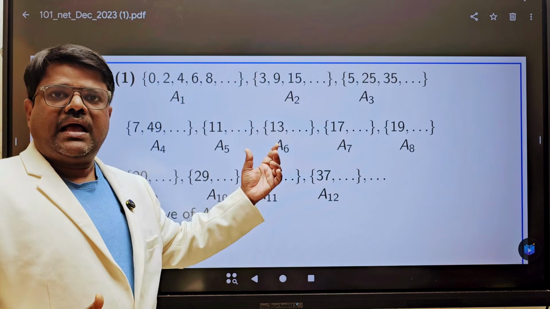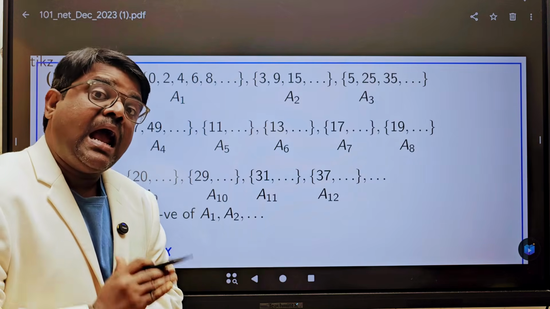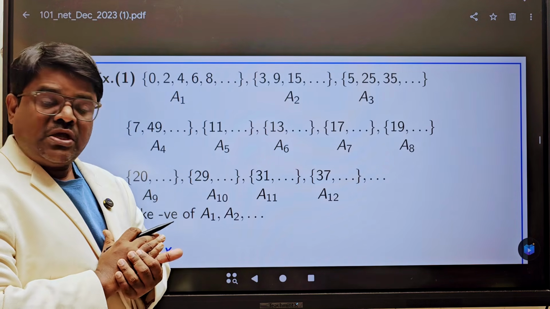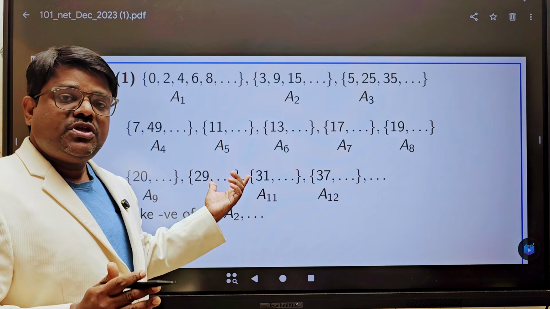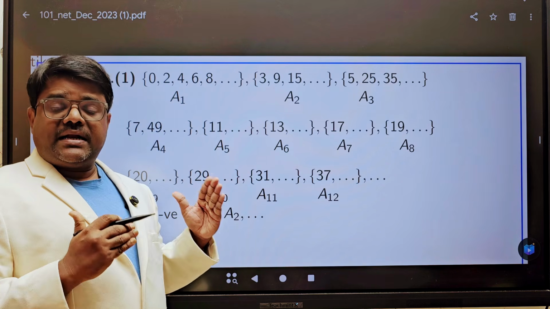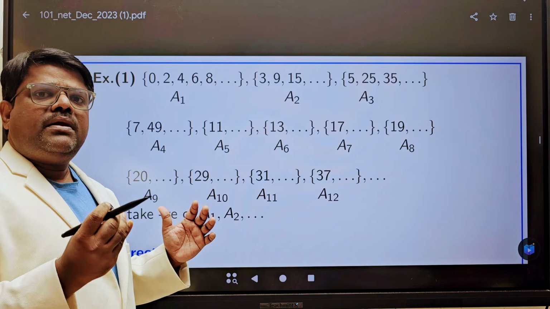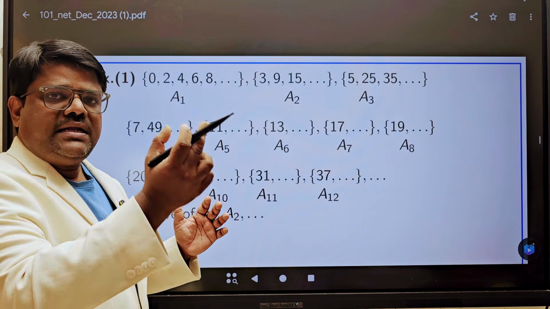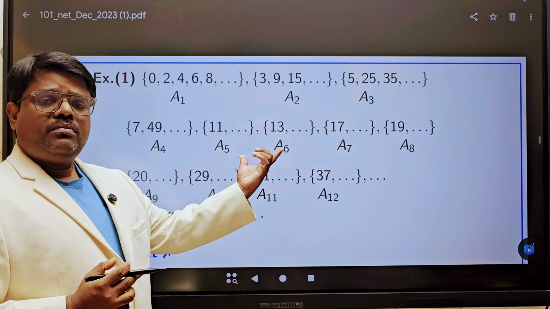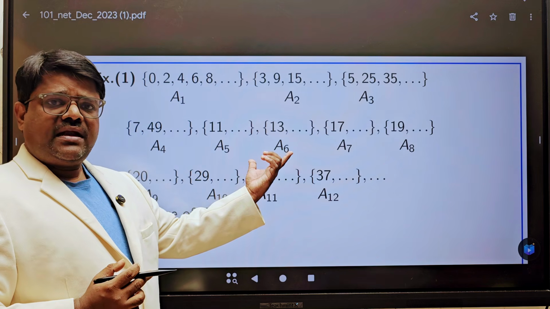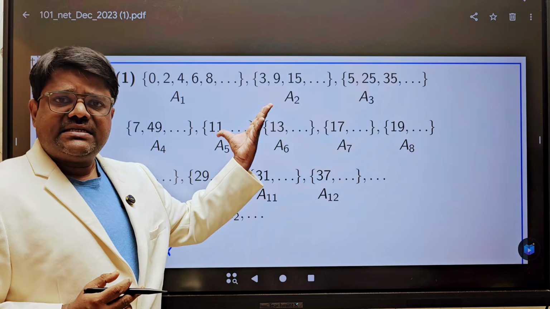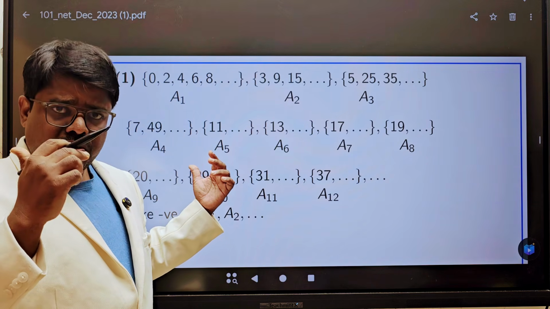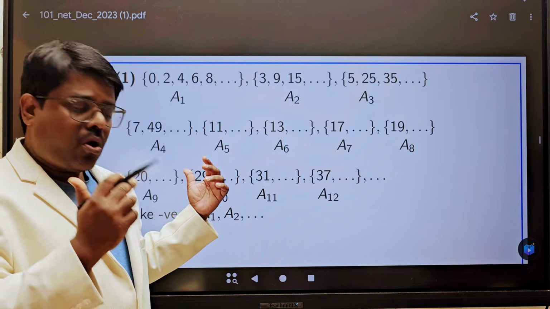If I take the union, I can form the set of integers Z, 100% I can form it. So this example fails option B, because they are saying at least one finite subset should be there to form integer Z. But I can form the set of integers Z by taking infinite sets. This is one example. Therefore option B is wrong.